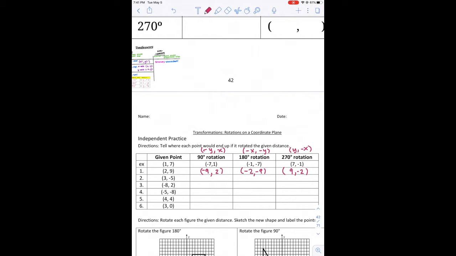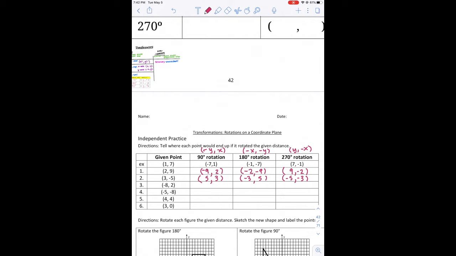All right, hopefully you're ready to go over it. For 90 degrees, I know I have to flip-flop my x and y. And then whatever was in the y position before becomes the opposite. So instead of negative 5, I actually have positive 5 now. For 180 degrees, I keep them in the same spot, but they both become opposites. So (-3, 5). And then for 270-degree rotation, I have to flip them. And then whatever was in the x spot before becomes the opposite. So (-5, -3).